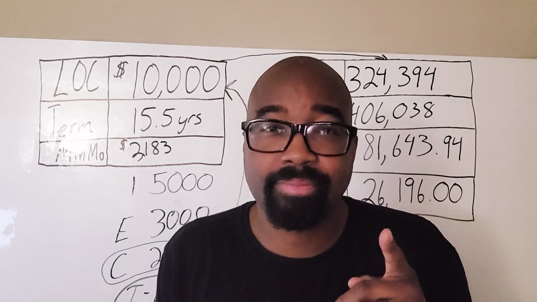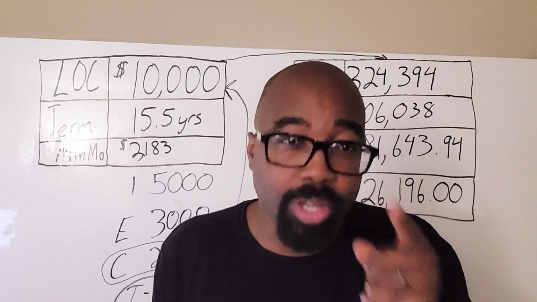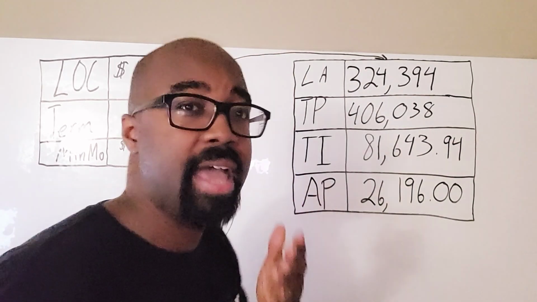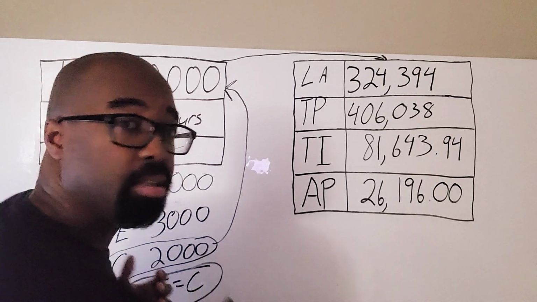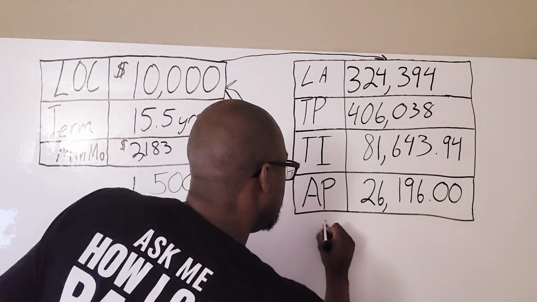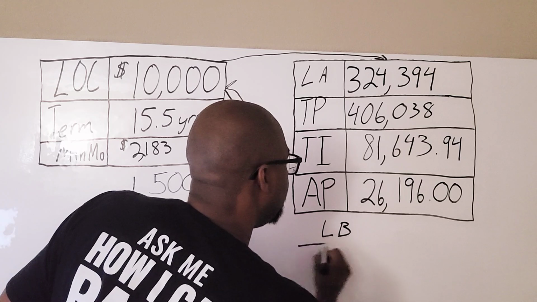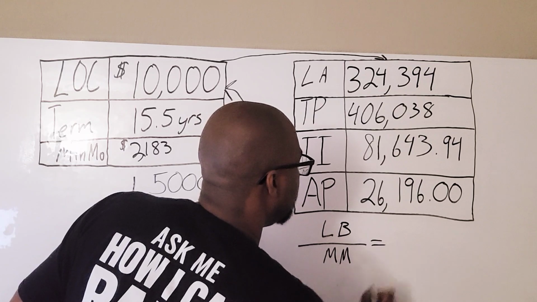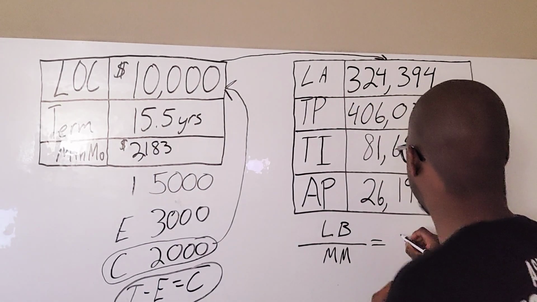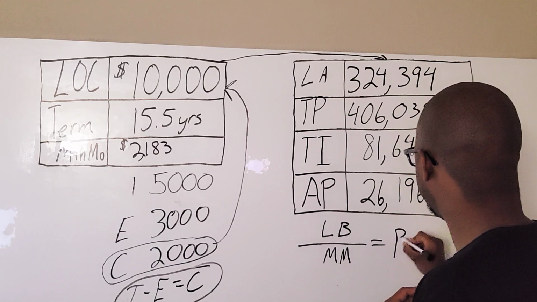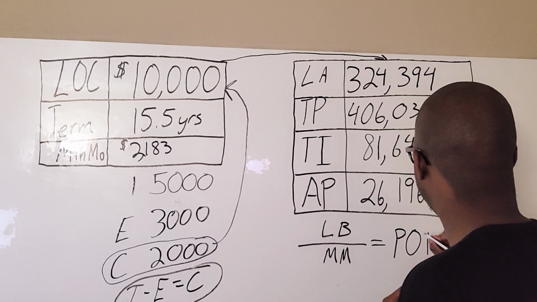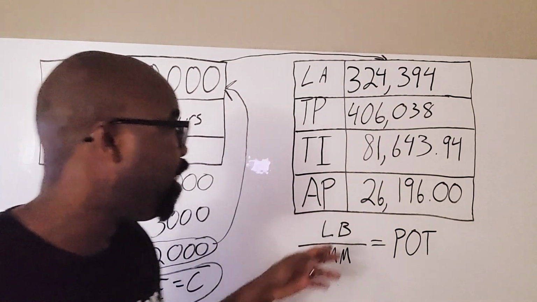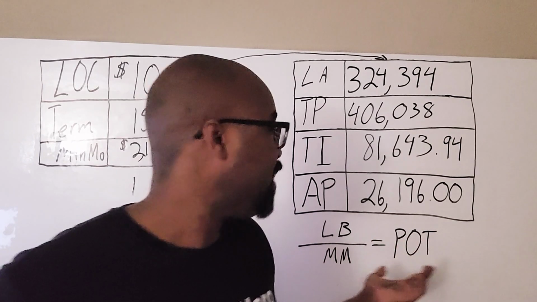You see what I do there? I let you know how long you can expect to pay off your line of credit. And let's go ahead and give you that formula as well. We're going to take the loan balance, LB. We're going to divide that by the minimum monthly payment, and that's going to be the payoff time, POT, okay? So LB divided by MM equals POT, payoff time, or elimination time, ET, right?